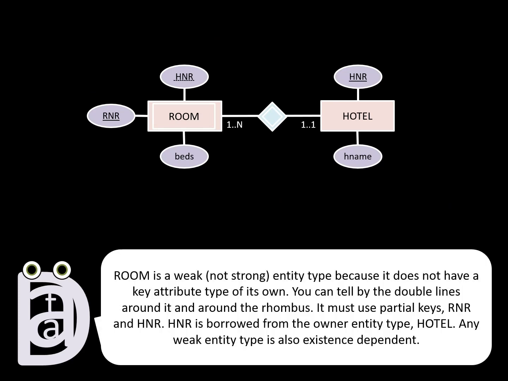Room is a weak, not strong, entity type because it does not have a key attribute type of its own. You can tell by the double lines around it and around the rhombus. It must use partial keys, R and R and H and R. H and R is borrowed from the owner entity type hotel. Any weak entity type is also existent dependent.